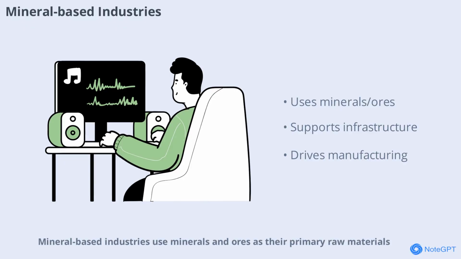Mineral-based industries use minerals and ores as their primary raw materials. The iron and steel industry is a classic example, as it relies heavily on iron ore, coal, and limestone. These industries are crucial for infrastructure development, manufacturing machinery, and supporting other sectors like construction and transportation.